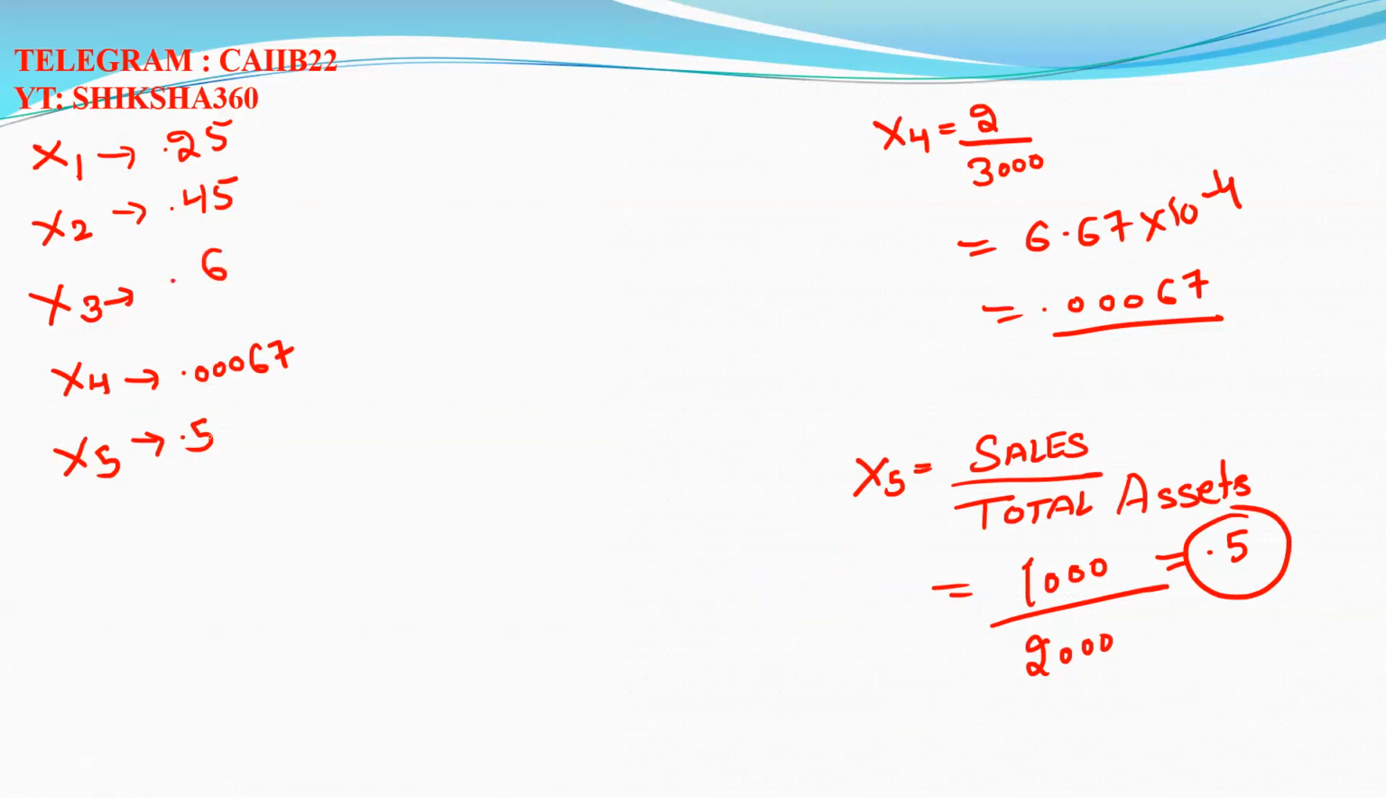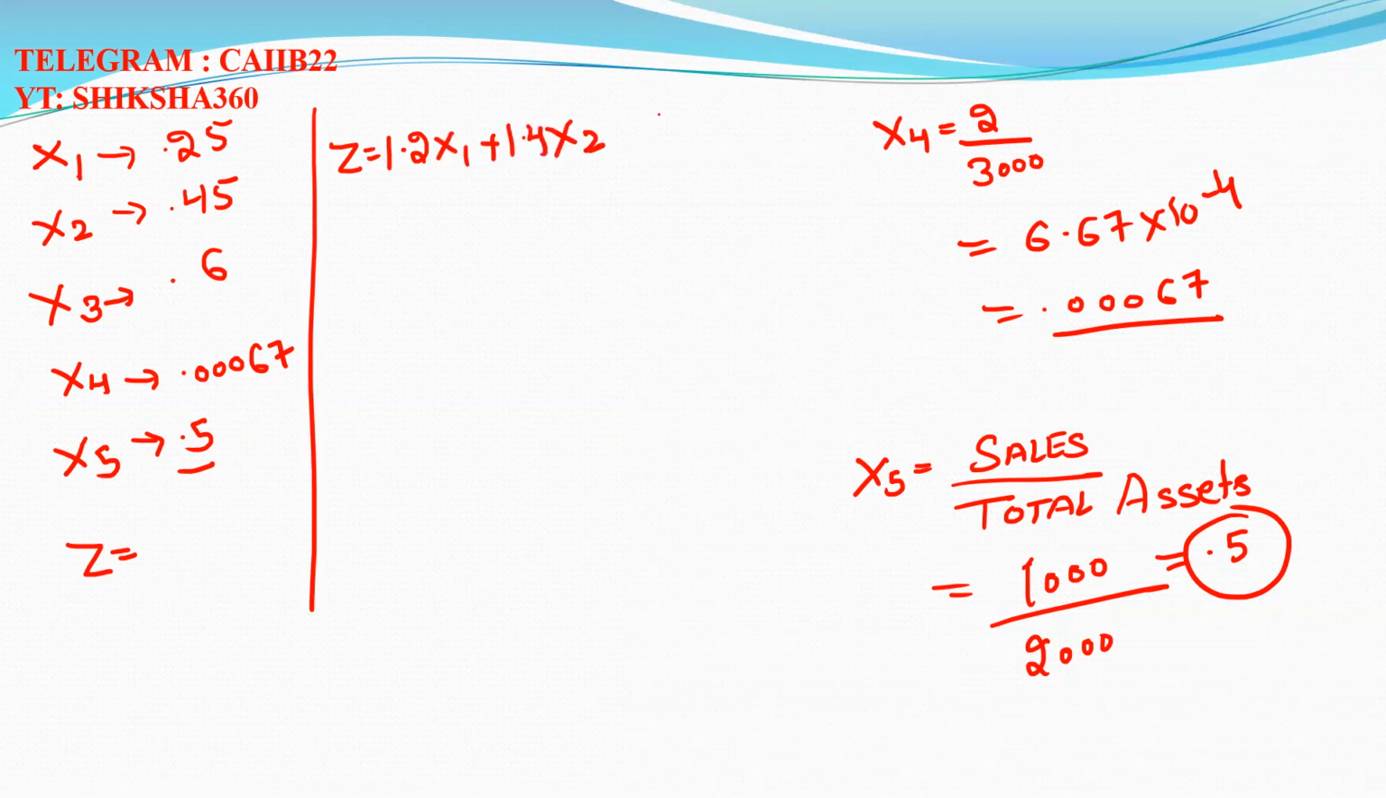X4 is 0.00067, X5 is equal to 0.5. So basically how can we calculate Z? Z is equal to 1.2 X1 plus 1.4 X2 plus 3.3 X3 plus 0.6 X4 plus X5.